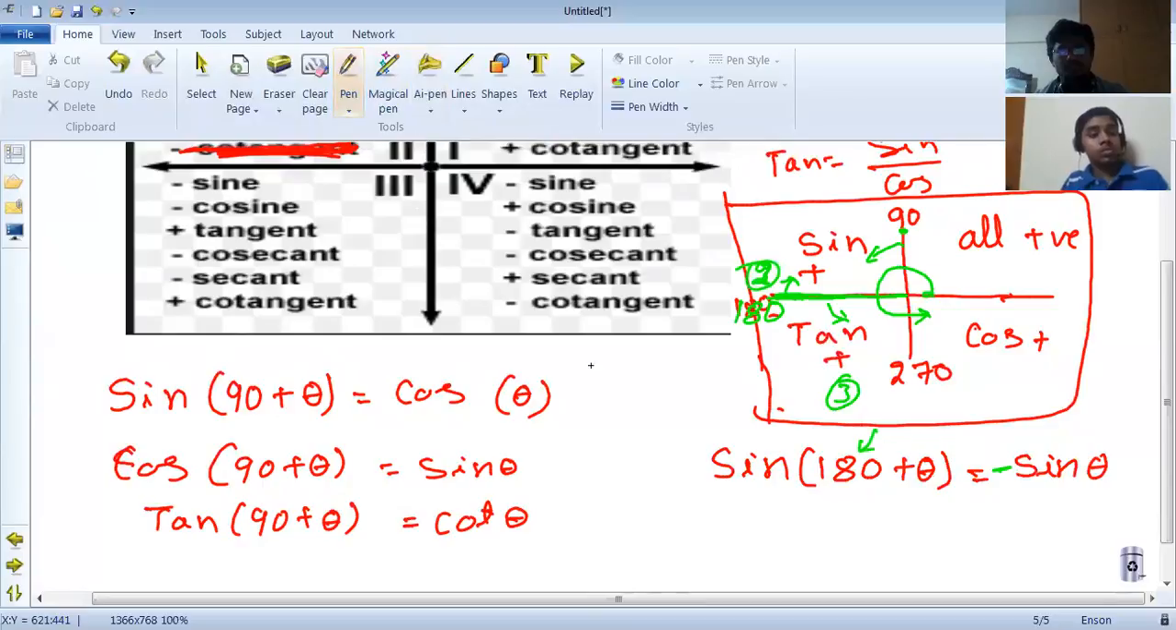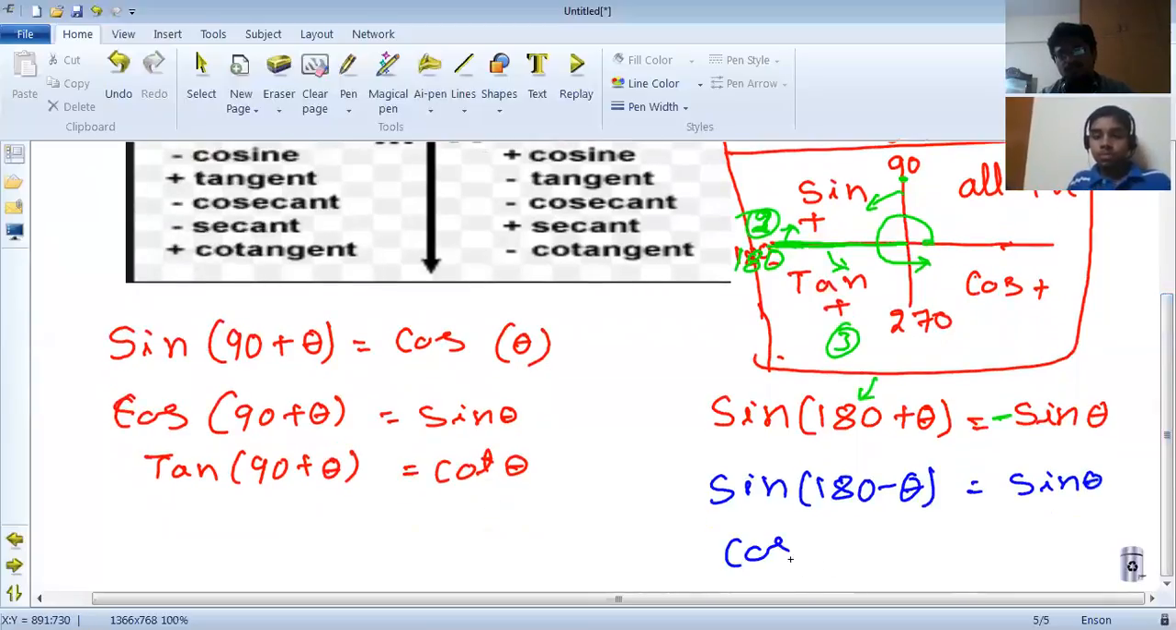Now, for example, the same value only. If I have sine of 180 minus theta, then what will happen? You need to tell me. If it is 180 minus theta, what will you get? It will come in the second quadrant, and it will be sine theta, positive. Great.